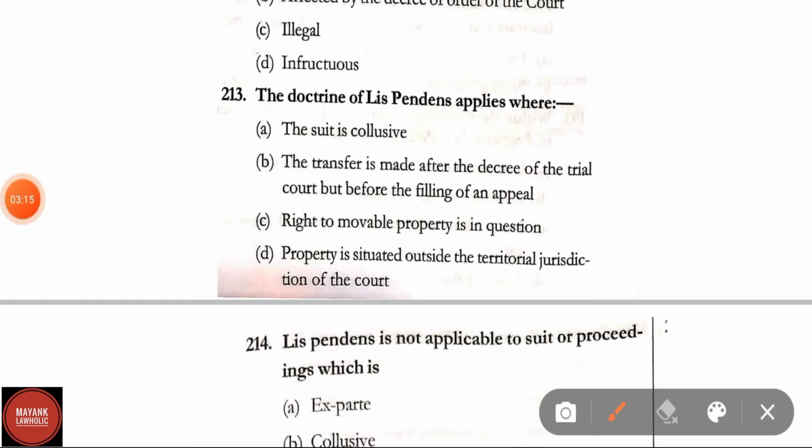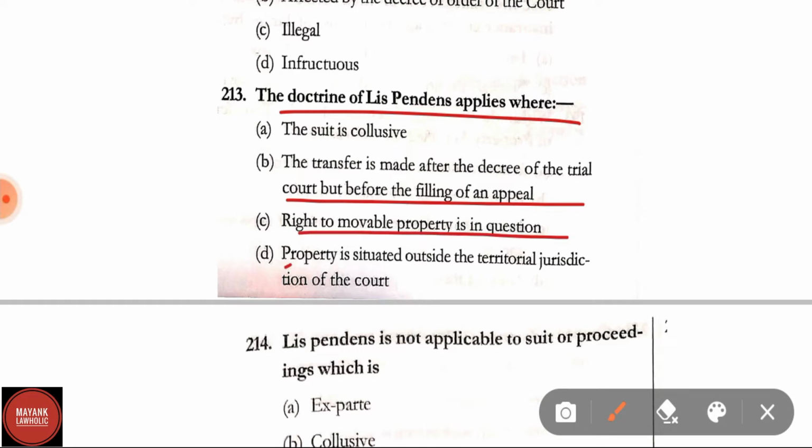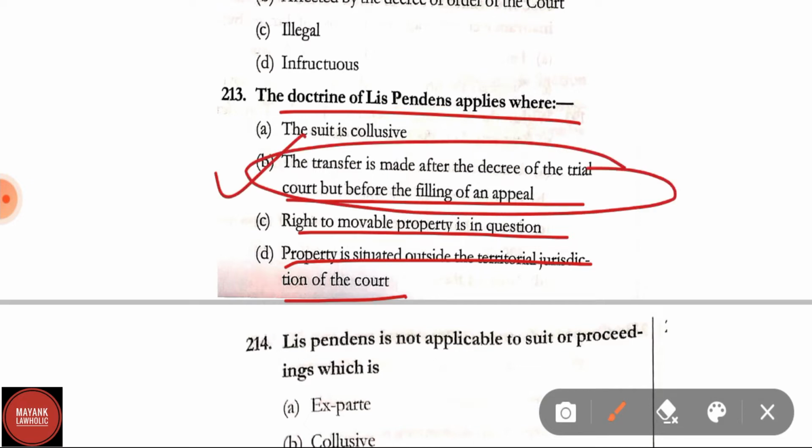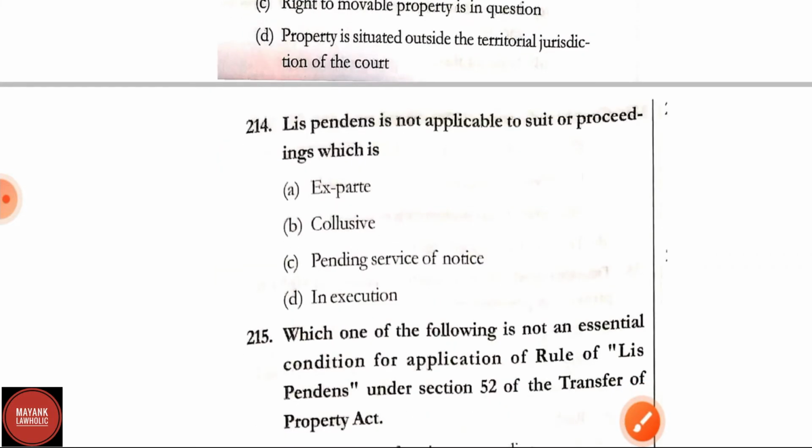Question number 213. The doctrine of lis pendens applies where the suit is collusive, the transfer is made after the decree of the trial court but before the filing of an appeal, right to movable property is in question, property is situated outside the territorial jurisdiction of the court. Correct answer is option B, the transfer is made after the decree of the trial court but before filing of an appeal.